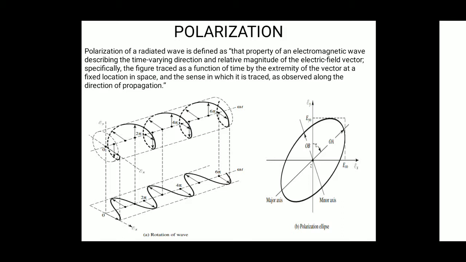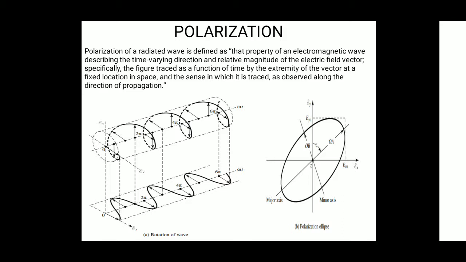The definition of polarization is the property of an electromagnetic wave describing the time-varying direction and relative magnitude of the electric field vector. Specifically, the figure traced as a function of time by the extremity of the vector at a fixed location in free space, and the sense in which it is traced as observed along the direction of propagation.